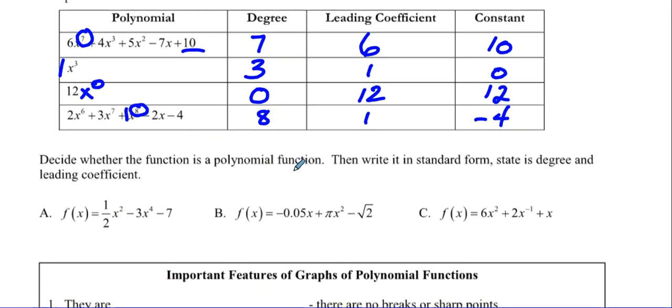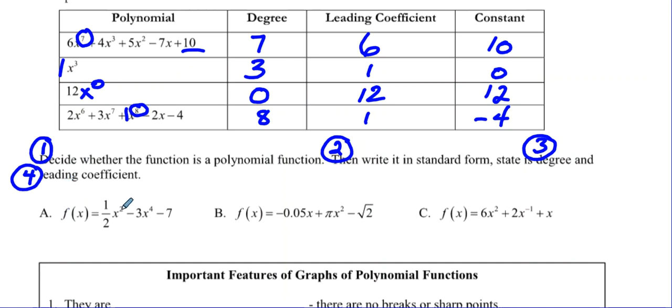Okay, so take a minute to decide whether each function is a polynomial function. Write it in standard form if it is, and say its degree and its leading coefficient. And you will probably want to pause the video to do that. And when I do it, I'm going to answer these questions in this order. 1, yes or no. And then if it's a yes, I'll answer 2, the standard form. And 3, its degree. And then 4, what's its leading coefficient. So pause the video and then come back.